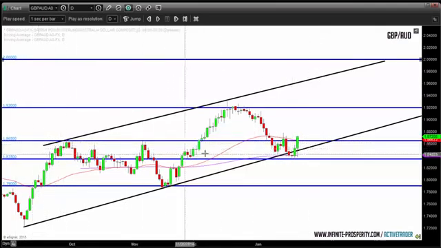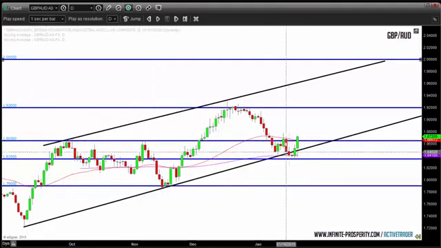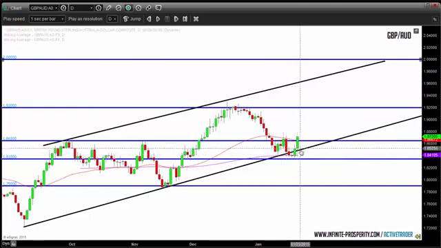So now we have to think, where did this momentum come from a technical point of view? It came from the traders who got short around 1.84, who are starting to cover their position, which is going to add fuel to the fire in terms of bullish strength to the upside.